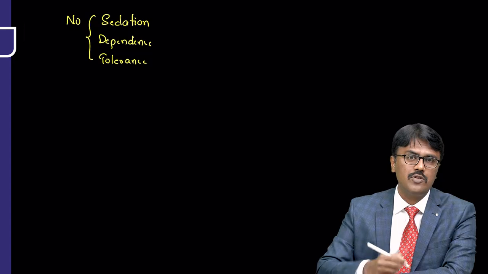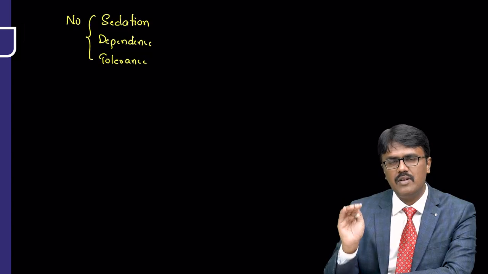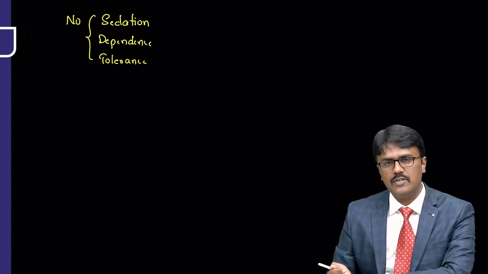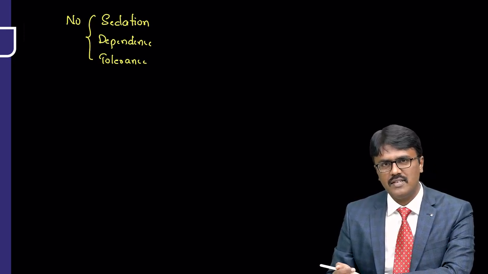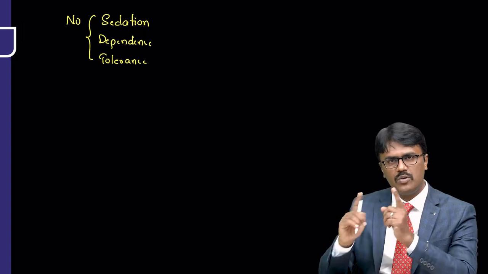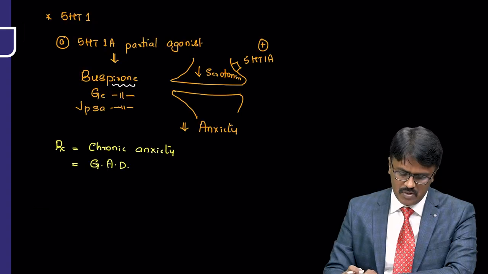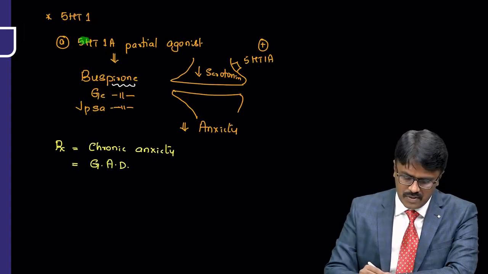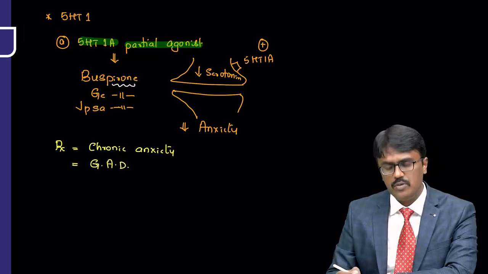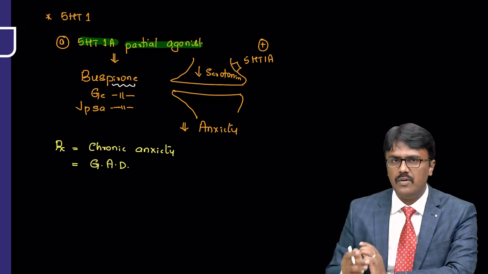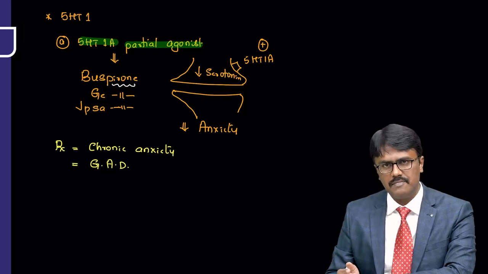Many times you will confuse buspirone with bupropion. Remember snake: when you see a snake, you will get anxiety. So buspirone is for anxiety, bupropion is for smoking cessation. It's an atypical antidepressant. So try to differentiate them. Now, this is about the first category of drug, the 5-HT1A partial agonists. They are buspirone, gepirone, and ipsapirone, used for chronic anxiety. And they don't work immediately. They take up to 2 to 3 weeks to start working.